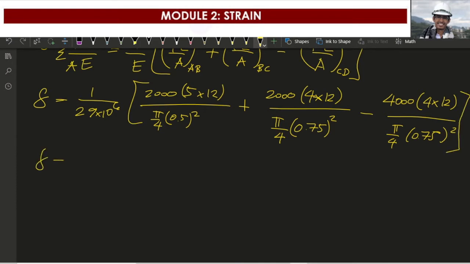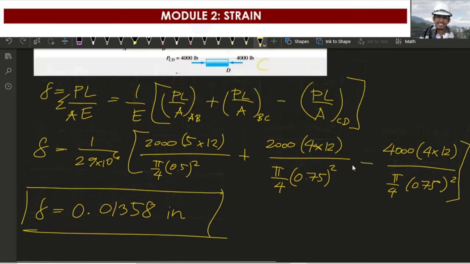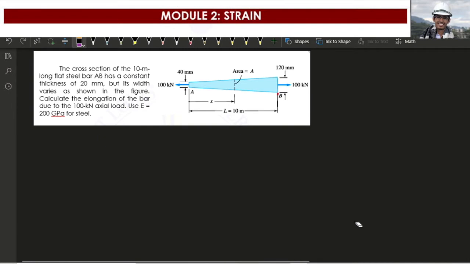Therefore, yung elongation natin, that will be equal to 0.01358 inch. Okay? So, yan yung actual final answer for the change in length caused by these loads. Okay, for the next problem.